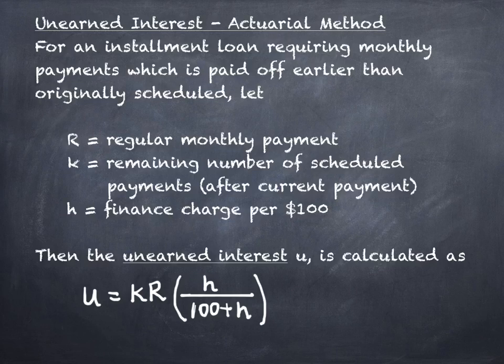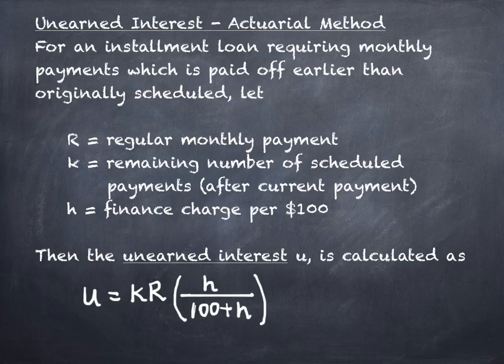K is the number of remaining scheduled payments after your current payment. That is how many payments you're going to avoid if you were to pay it off today. Okay? The number of payments that are not going to happen if I paid it off today. That's K. And then the way that we would find unearned interest is with this formula. So the K value, the number of payments that I'm not going to make, times the amount of money that those payments would have been each month. And then I've got the H value, the finance charge, and I divide that by 100 plus H, the finance charge, plus $100.